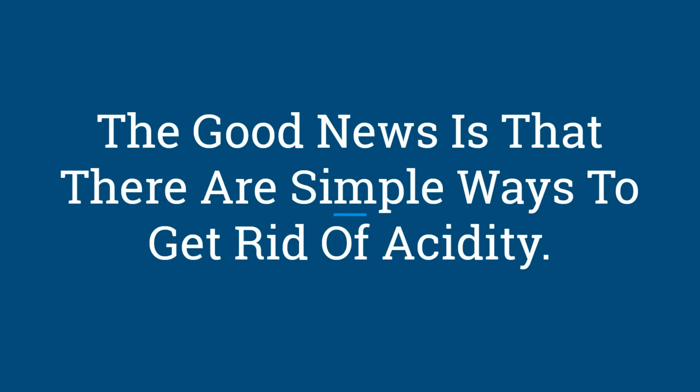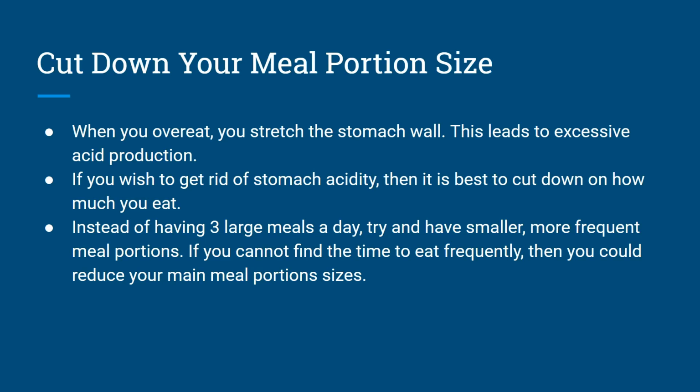But the good news is that there are simple ways to get rid of acidity. So let's take a look at some of these simple ways. The first thing to do is cut down your meal portion size. One thing I commonly see is patients or people generally in our country love our food and we tend to overeat. And when we overeat, we stretch the stomach wall a lot more than we should be doing, and this can lead to excessive acid production. If you're looking to get rid of stomach acidity, then the best thing to do is to try and cut down how much you're eating.